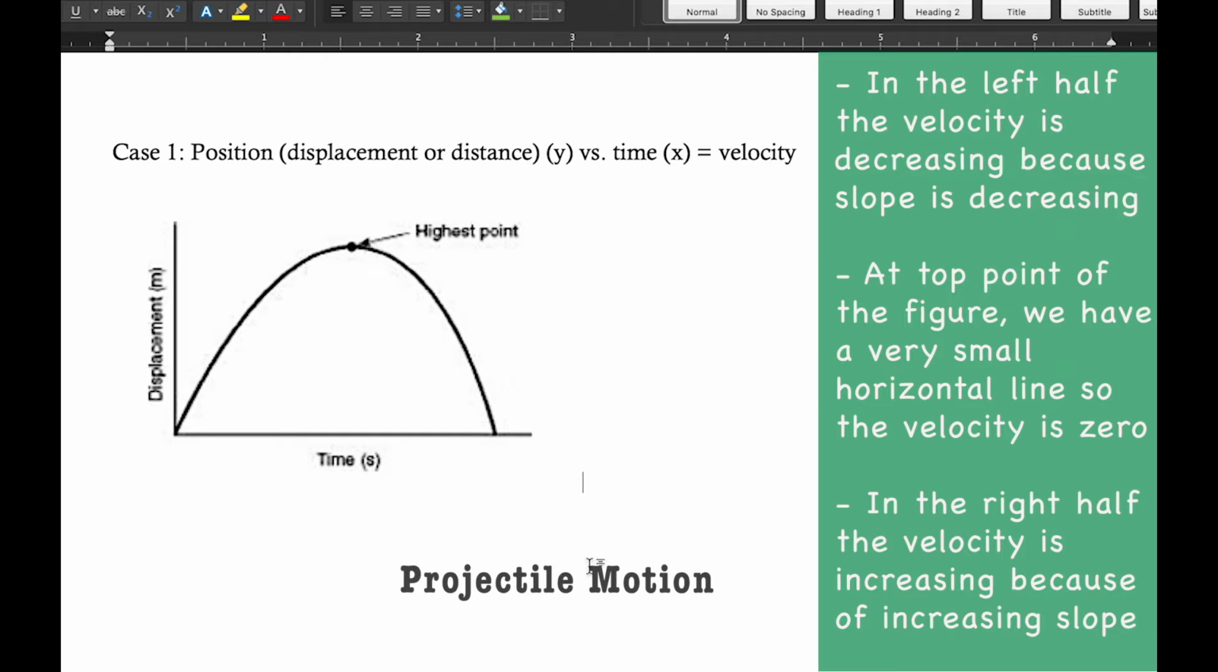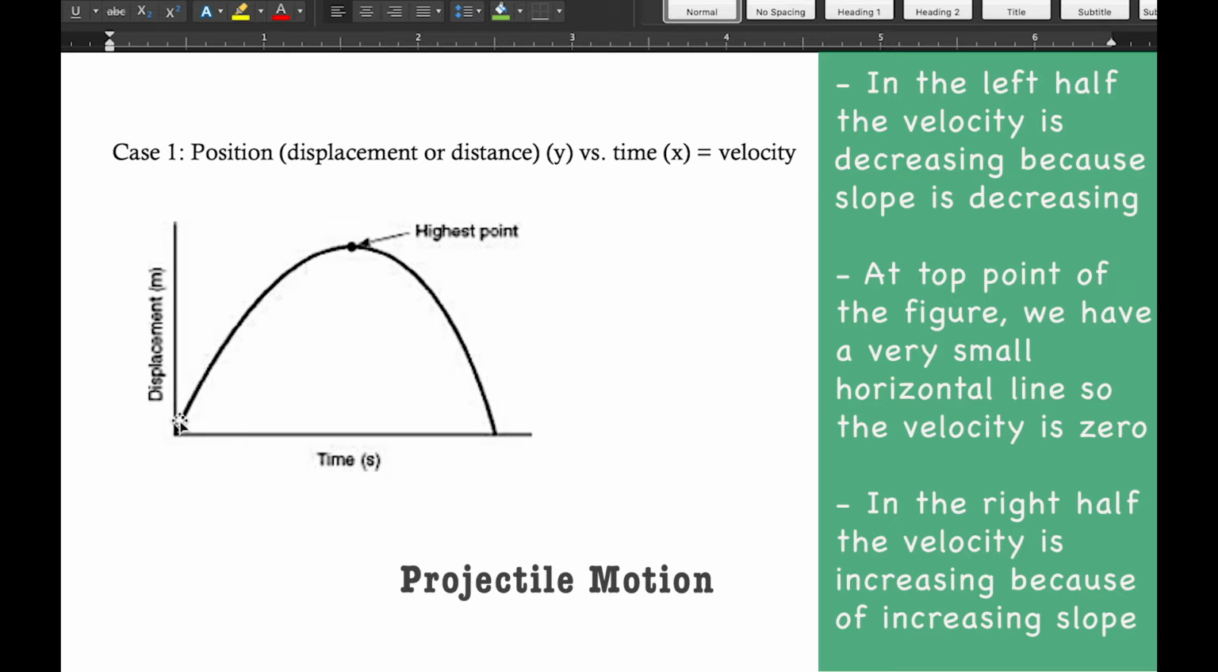Now, as we're going up, as you can see, the line is becoming less steep, which means the velocity is becoming less. And then we have this straight line for a very small period of time, and this straight line means a zero velocity for that very small period of time. And then the line becomes steep again and increases in steepness, meaning that the velocity is increasing.